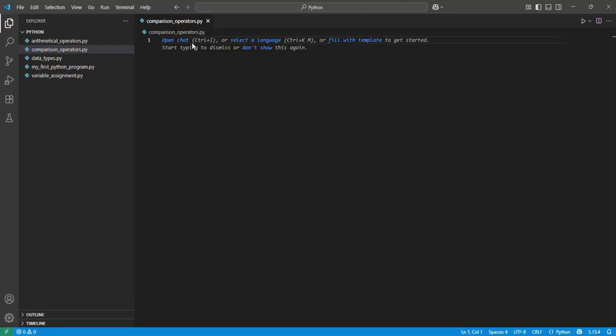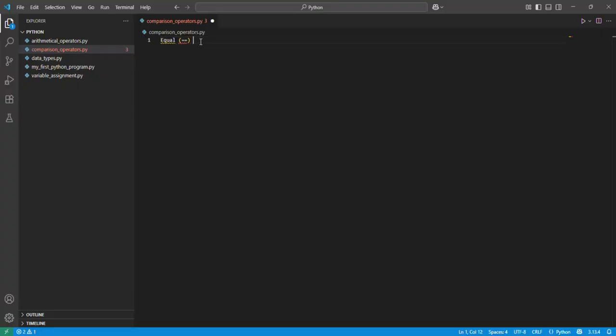The first one is equal, and equal here means the same. We have the equal, and this is how it is written: two equal signs. So when you are coding, you have to use two equal signs when you are comparing things.